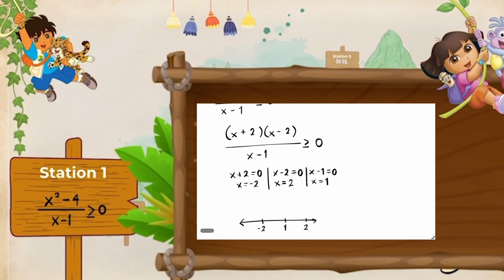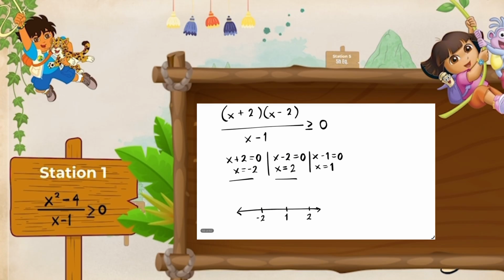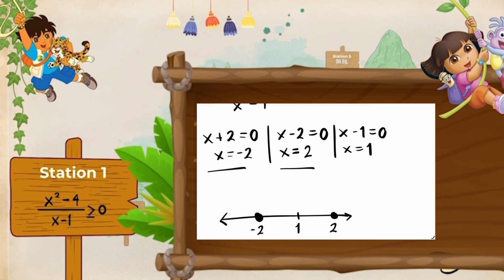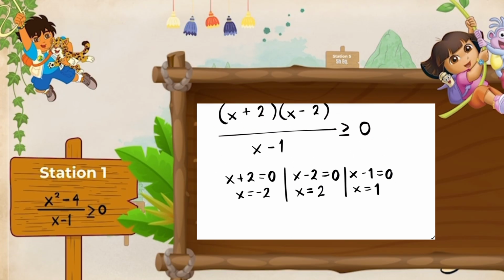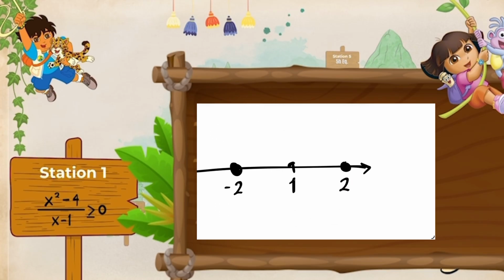Now, let's determine which number is included and which number is excluded. Since negative 2 and positive 2 came from the numerator, they're included. So we're going to plot them as a circle with shade. But x is equal to positive 1 is from the denominator. That means that it's excluded. Just a circle.